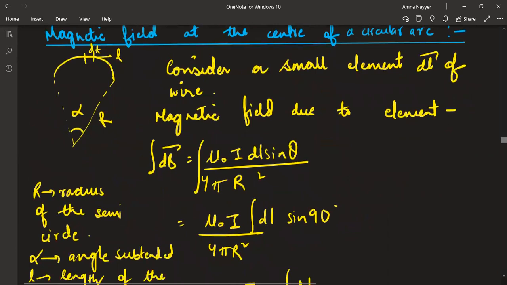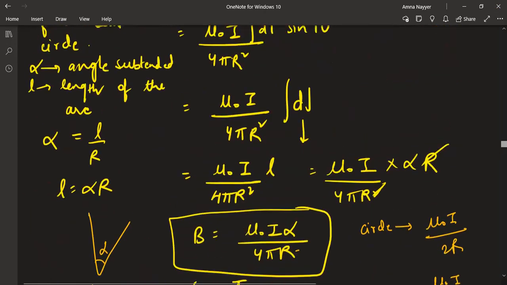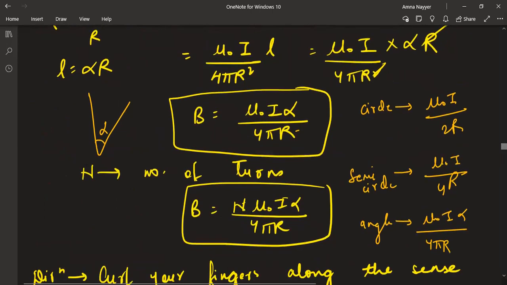Then you have the magnetic field for a circle. For a circle, the magnetic field is mu naught I divided by 2r, and for a semicircle it is mu naught I divided by 4r. And if you have a circular arc subtending some angle alpha, which is unknown to you, you will write it as mu naught I alpha divided by 4 pi r. So here: circle mu naught I by 2r, semicircle mu naught I by 4r, and for any angle subtended, mu naught I alpha by 4 pi r.